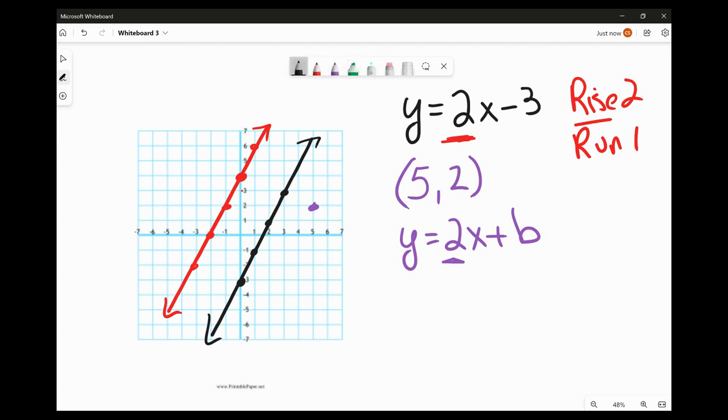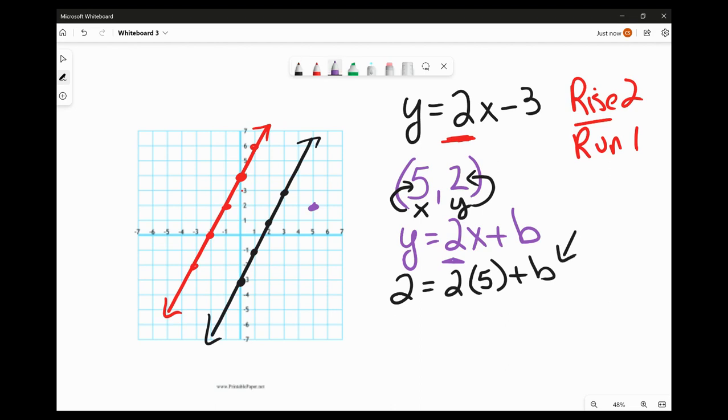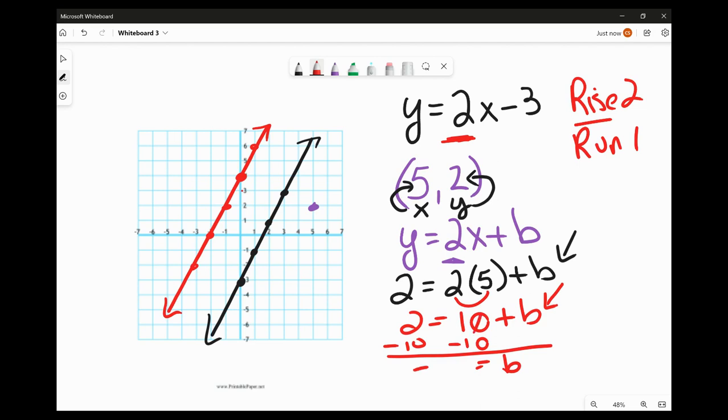Since I do know a coordinate pair, I know that 5 is the x and 2 is the y. I can plug them into this equation. So I know that y is 2, so I'm going to substitute 2 for y. I know that 5 is the x, so I'm going to substitute that in for x. And then I'm going to solve for b. So 2 times 5 is 10. So it looks like this. And now if I want to get the b alone, I just have to subtract 10 on both sides. And I'm going to get b equals negative 8.